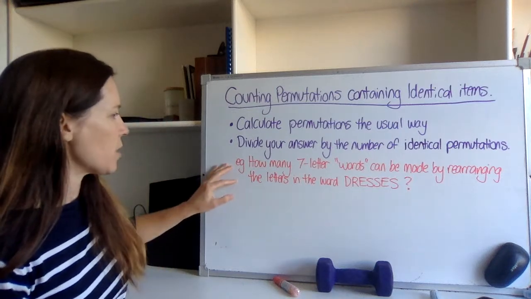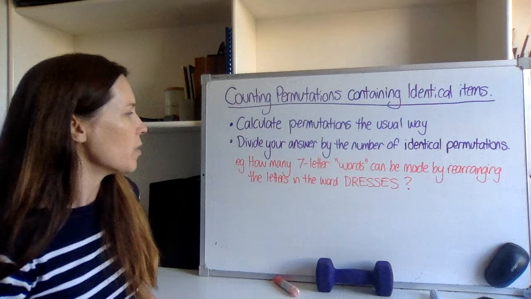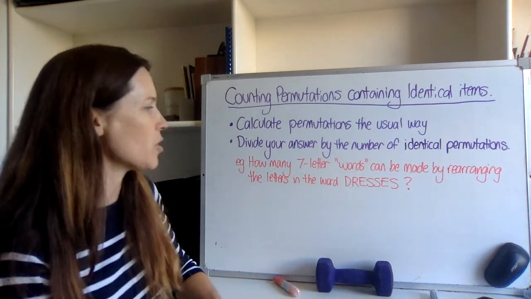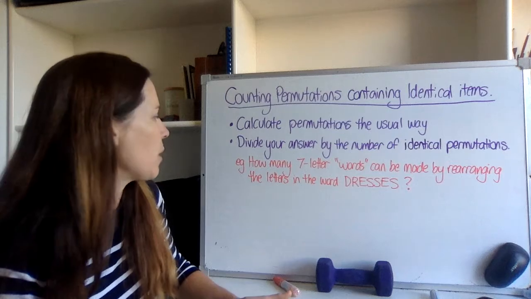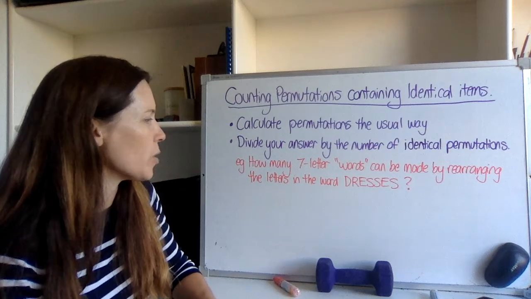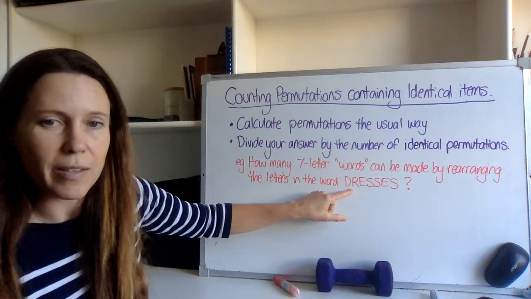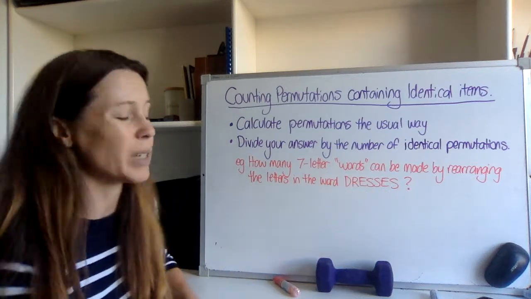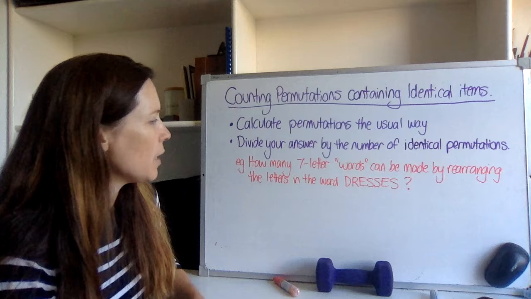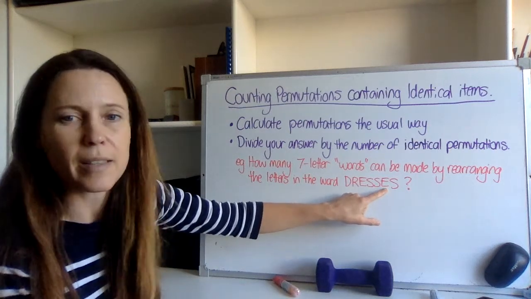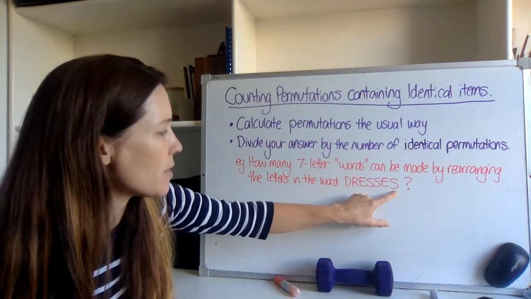So the easiest way to see how to do it is to look at an example. How many 7-letter words, and by words we just mean combinations of letters, can be made by rearranging the letters in the word dresses? So first just check that there are actually 7 letters in dresses. There are, so we're going to need to use all of them. Now we can see that some of the letters are the same. There's actually 2 E's in this word and there's 3 S's.